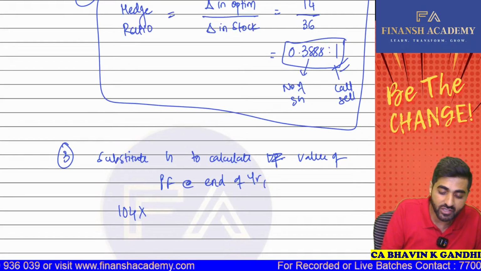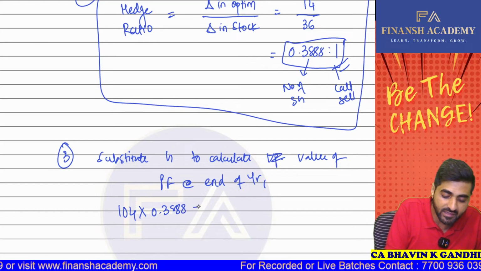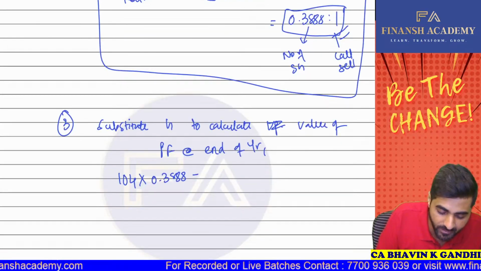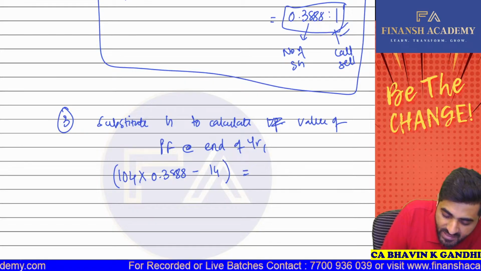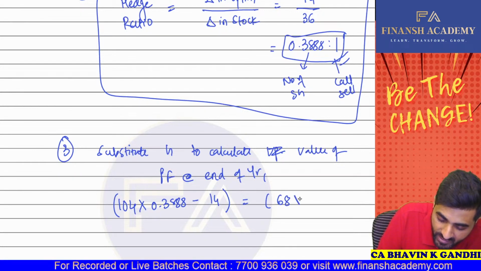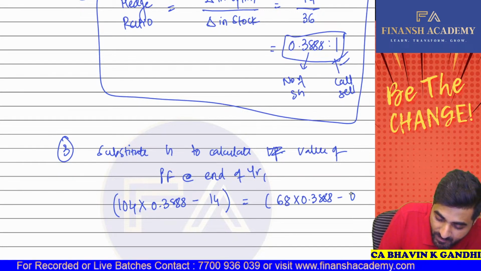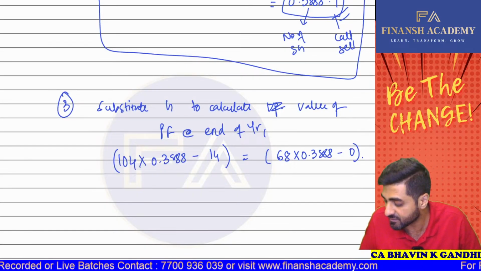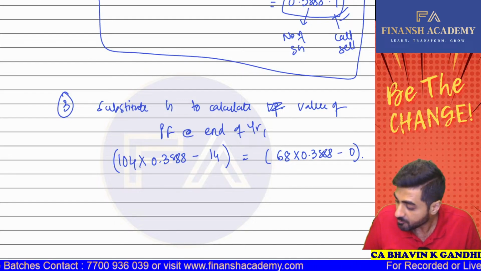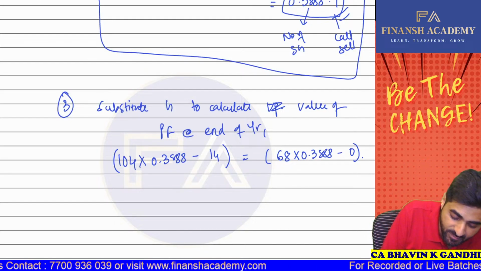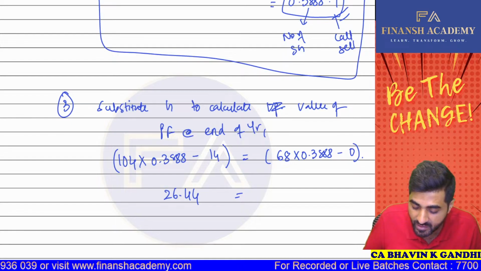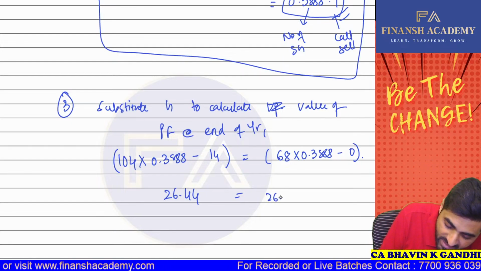In this particular case, this will now be 104 into what is your H? 0.3888 minus your call option value, which is 14. And this is equal to 68H, right? Your H is 0.388, and this I'm going to subtract by 0. So we take 104 into 0.3888 minus 14. This gives me 26.44. And this will be 68 into 0.3888, which will also be 26.44.